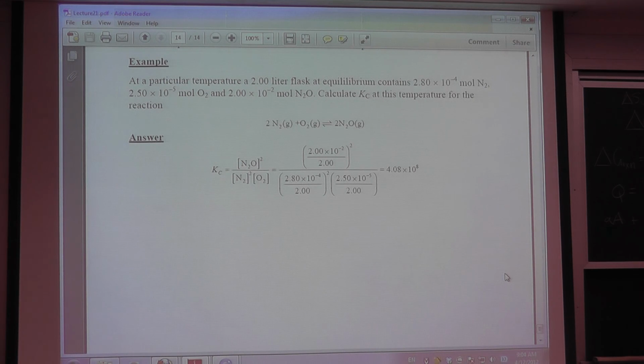Questions? Yes, Erica. I still don't really understand why you divided by 2. Oh, so C is the concentration. Concentration is molarity. Molarity is moles per liter. So you have to take the number of moles and divide that by the volume. What's here is concentration. It's not the moles of C raised to the power C. It's the concentration of C raised to the power C. Questions?